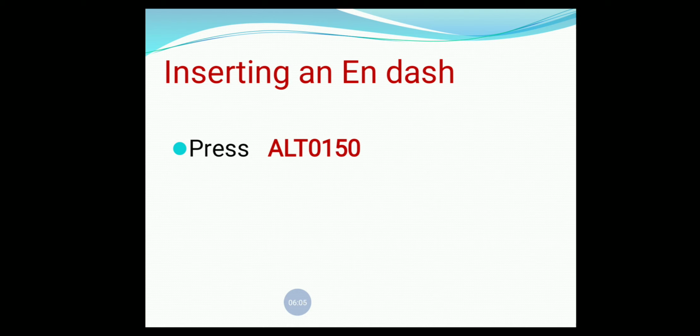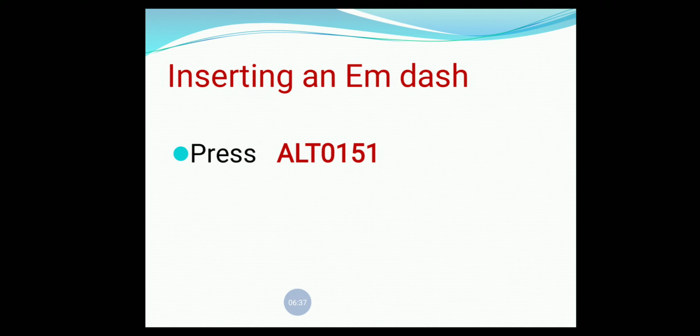And inserting an N dash. When you have to insert an N dash, again ensuring there's no space, you have a word, you want to insert an N dash after that, what do you do? Press the Alt button followed by 0150. Note, keep holding the Alt button down, keep it pressed, and simultaneously go to the number pad and press 0150 and you'll have your N dash. The moment you take both your hands off your keyboard, you get your N dash on your screen.